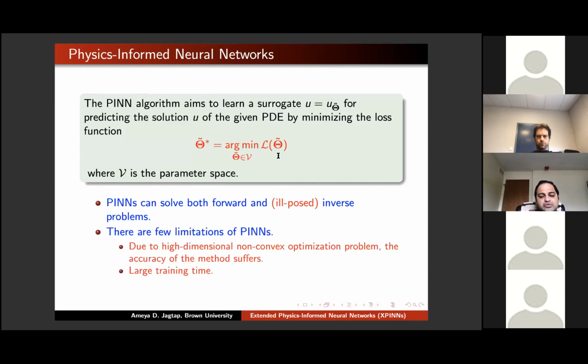Due to the high dimensional non-convex optimization problem, the accuracy of the method suffers. We usually get accuracy in the range of 1e-5 or 1e-6 L2 error. The second problem is that, compared to the traditional method, it needs large training time. So in this work, we are going to mitigate this second limitation, large training time, by using the domain decomposition approach.